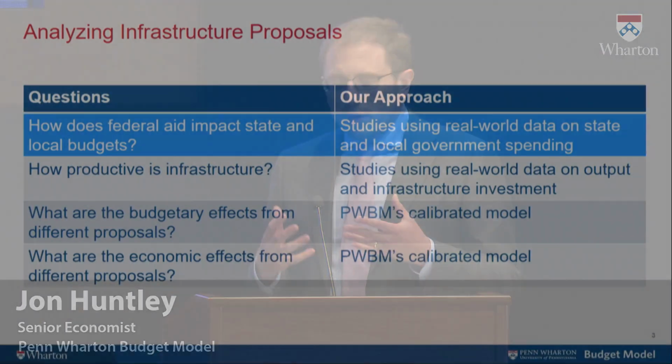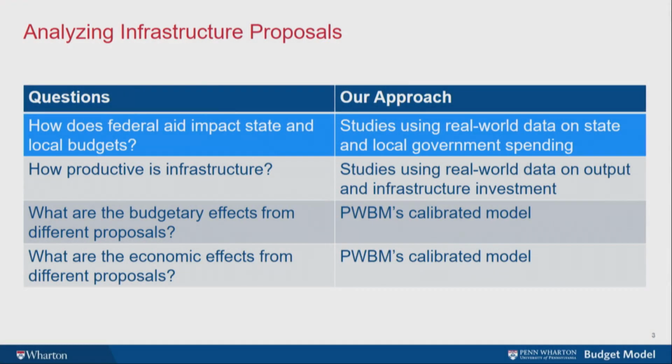Basically, when we're doing our analysis, we're trying to answer 4 questions. So we start out by asking ourselves, well, if the federal government gives some aid to state and local governments to build infrastructure, how does that impact the state and local government's budget? To do that, we turn to studies on real-world data of federal aid as well as state and local government budgets to figure out how the state and local governments respond.